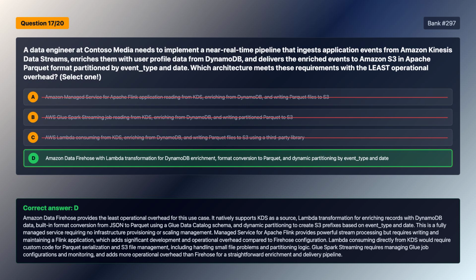Managed Service for Apache Flink provides powerful stream processing, but requires writing and maintaining a Flink application, which adds significant development and operational overhead compared to Firehose configuration. Lambda consuming directly from KDS would require custom code for Parquet serialization and S3 file management, including handling small file problems and partitioning logic. Glue Spark streaming requires managing Glue job configurations and monitoring, and adds more operational overhead than Firehose for a straightforward enrichment and delivery pipeline.